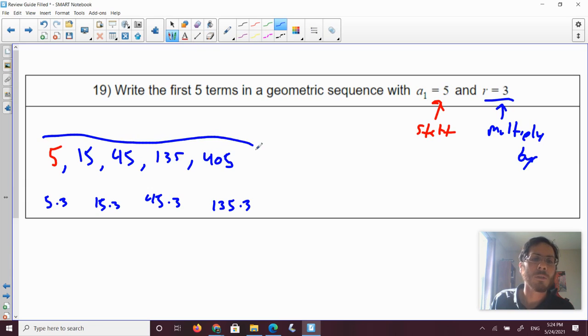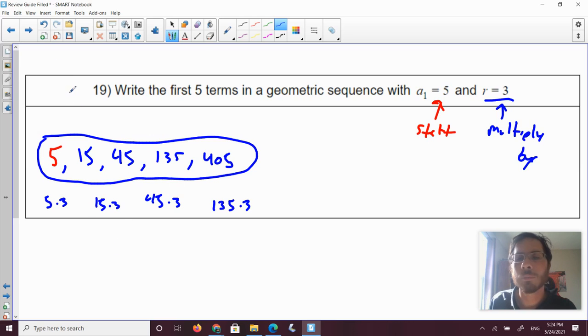And that's it. That's all 5 of our terms. Okay, there we go. So again, the whole idea is to know what each letter represents.